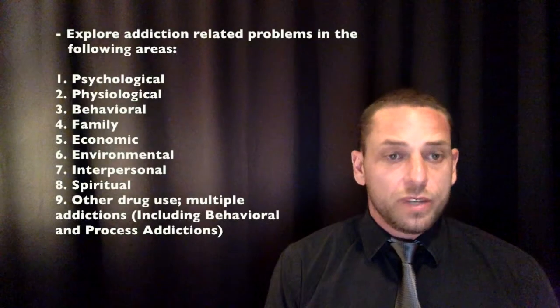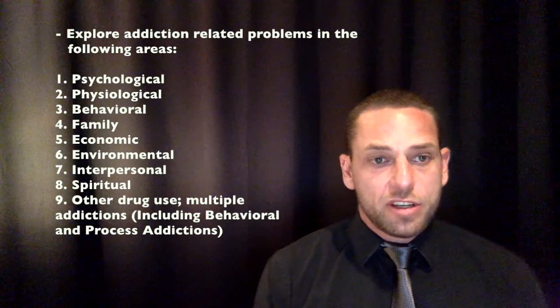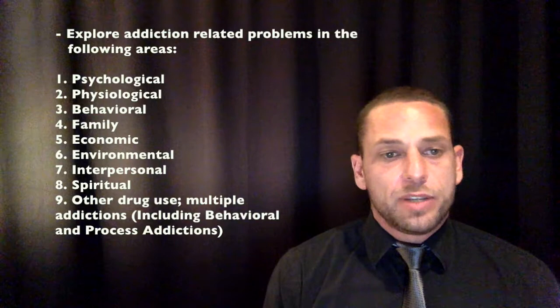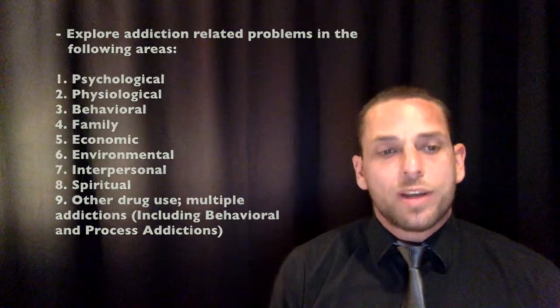So we will explore these areas being psychological, physiological, behavioral, family, economic, environmental, interpersonal, spiritual, as well as other drug use or multiple addictions. And in that we include behavioral and process addictions. Because what you find in many cases is that if somebody suffers from chemical addiction, there's usually an accompanying manifestation in a behavioral or process addiction. For example, sex addiction or shopping addiction or even eating disorders.